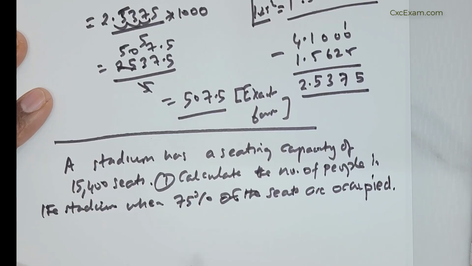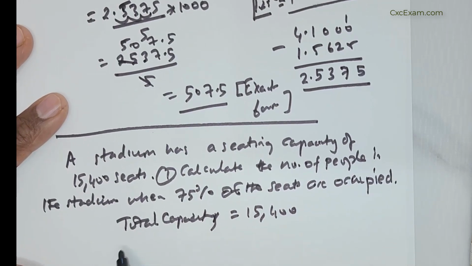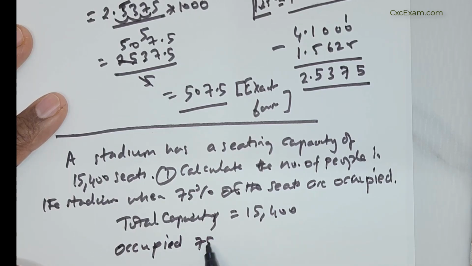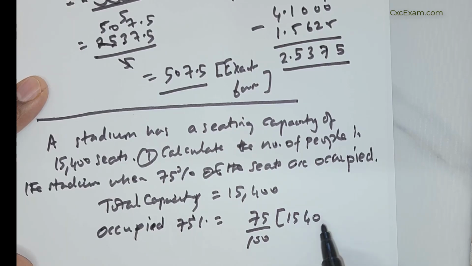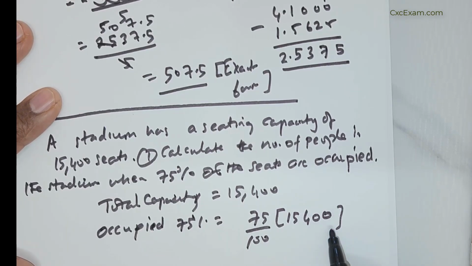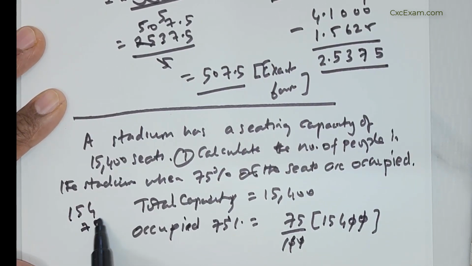Okay, so total capacity, this is a solution I'm giving. Total capacity is equal to 15,400 seats. So occupancy, occupied with 75%. So that means 75 over 100 of 15,400. The 0 gets cancelled, so you have to multiply 154 with 75.